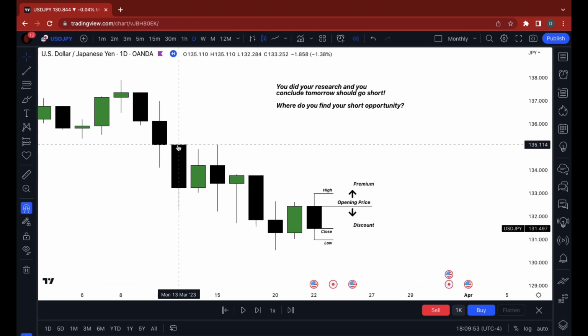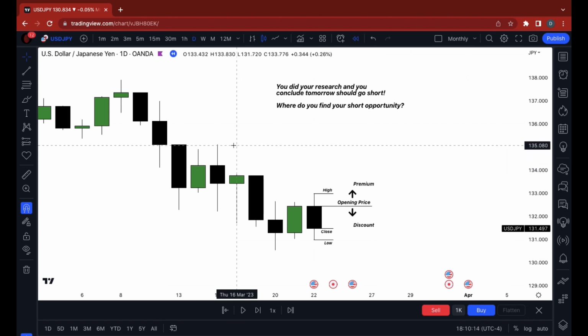Same thing here, and the same thing here. But ideally, if you're going to go short on any day, you want to go short above the opening price. You can see here, it opens, runs up, creates a high, runs through it, makes the low, and closes up here. Same thing occurs here.